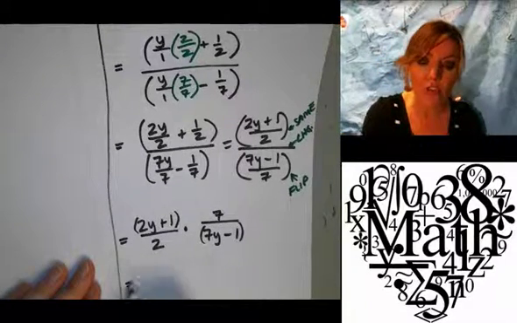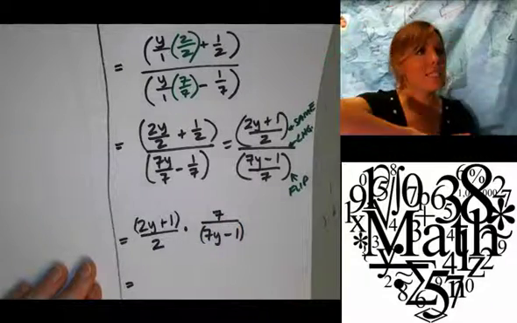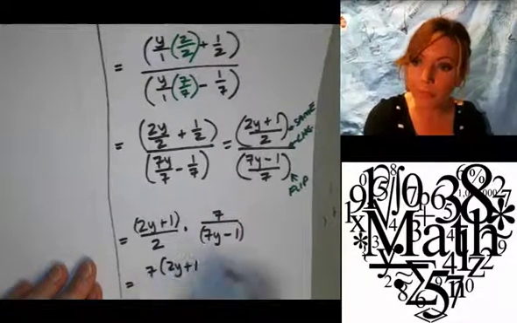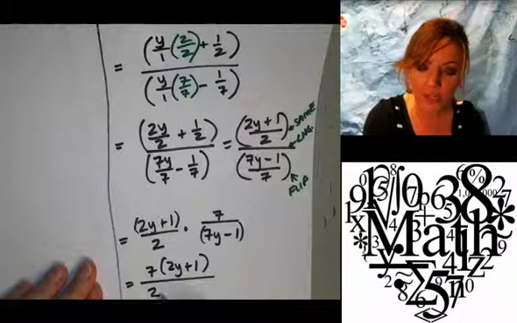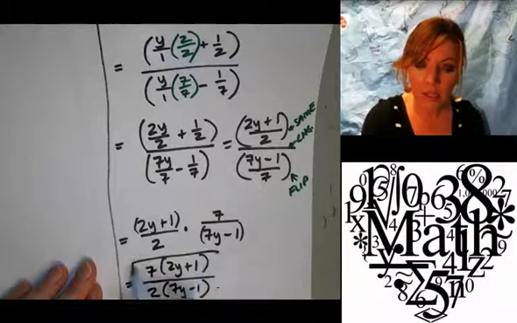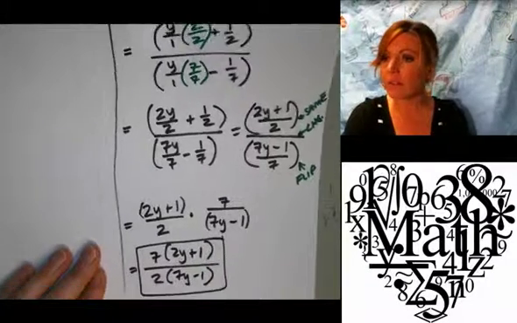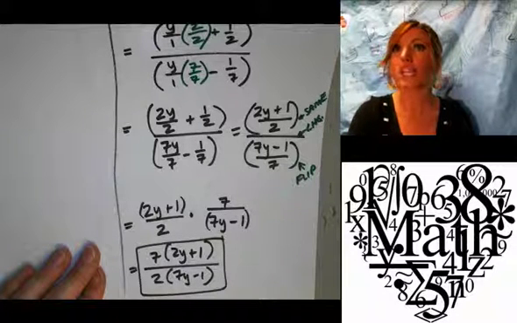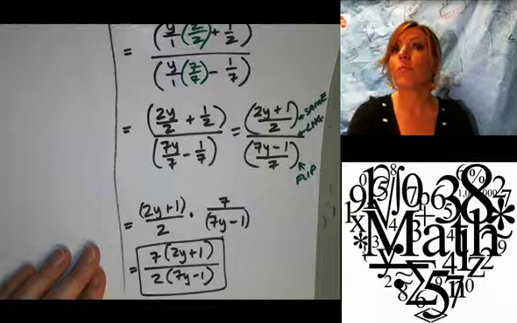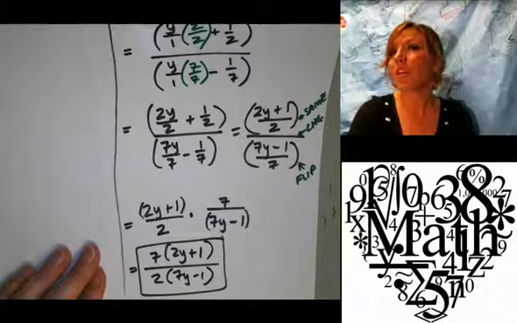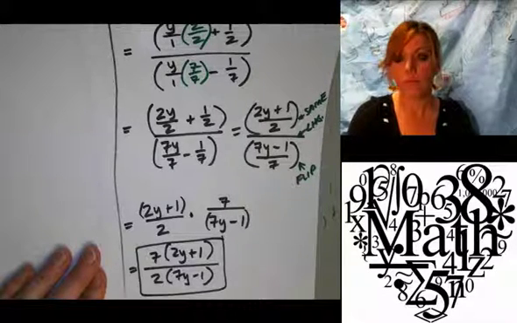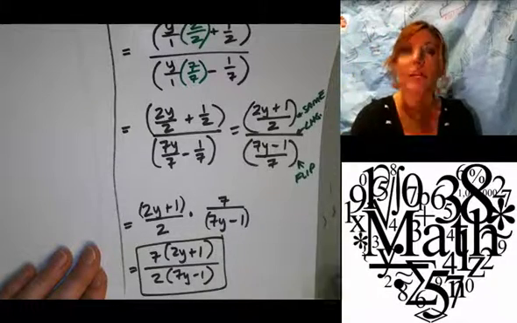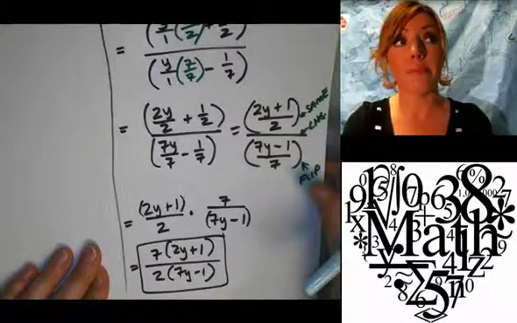I'm going to move the singular terms or the monomials to the front. So 7 times 2y plus 1 over 2 times 7y minus 1. And that is the end. Questions? No. Ashley? So if we were to distribute it. You can do that. You just don't have to. Okay. So if you were to distribute it to get 14y plus 7 over 14y minus 2, that's fine. Other questions? Okay, we have 2 more examples.